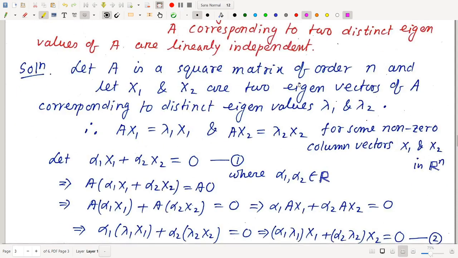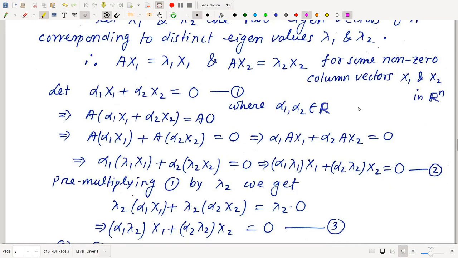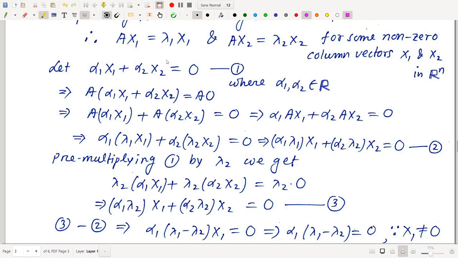Let capital A be a square matrix of order n and capital X1 and X2 be two eigenvectors of A corresponding to distinct eigenvalues lambda 1 and lambda 2. Therefore, by definition, AX1 equal to lambda 1 X1, AX2 equal to lambda 2 X2 for some non-zero column vectors X1 and X2 in R to the power n. Now we have to prove that X1 and X2 are linearly independent. So let the linear combination alpha 1 X1 plus alpha 2 X2 equal to 0. Here 0 means the 0 vector, where alpha 1 and alpha 2 are scalars, meaning real numbers.